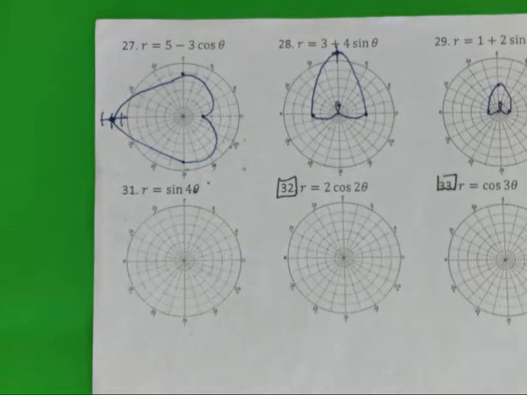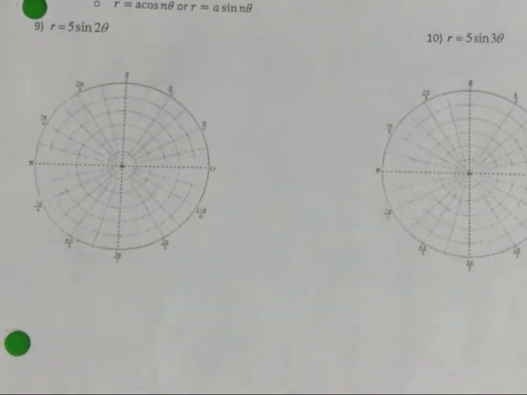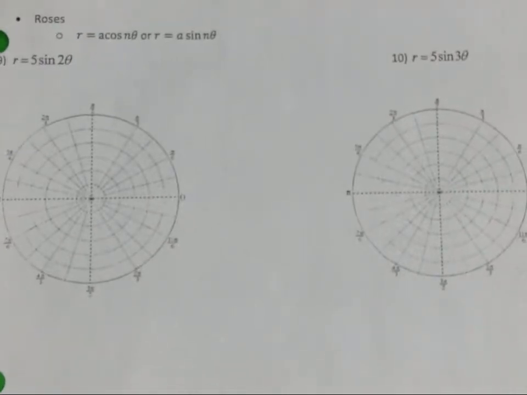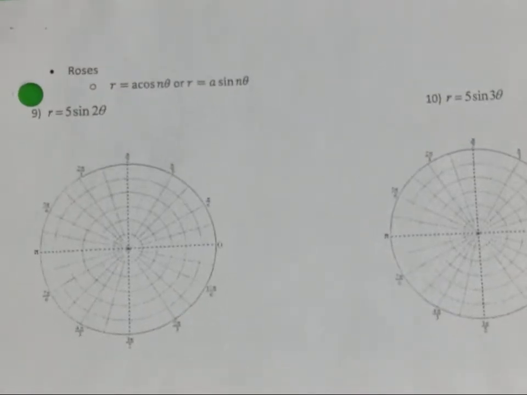All right, let's look at roses today. The difference between a rose and a circle, guys, is that the number in front of your theta is greater than 1. That's how you tell between a rose and a circle. Going back to circles, there's always a point at the pole.